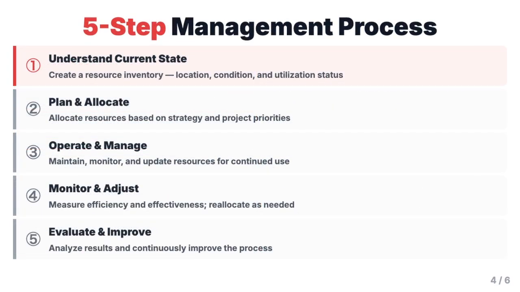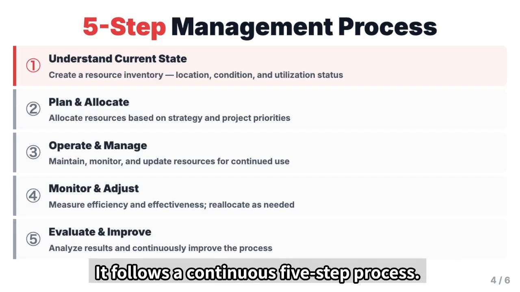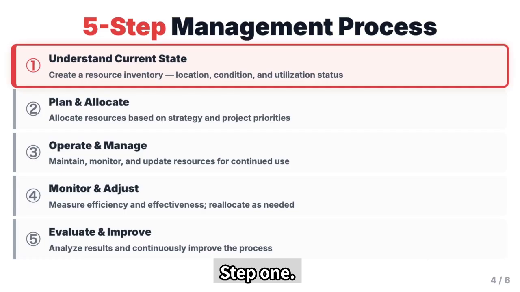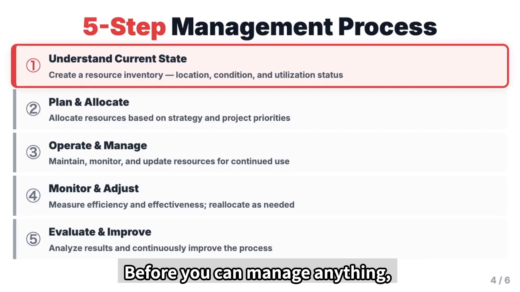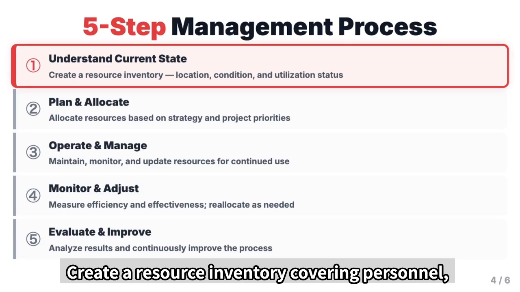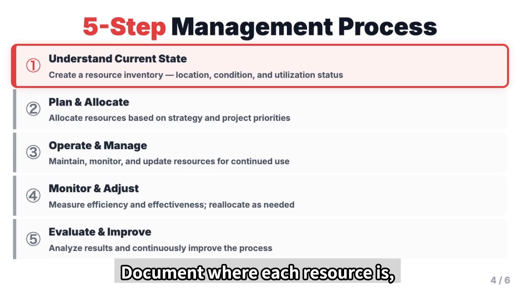5-step management process. IT resource management is not a one-time setup. It follows a continuous 5-step process. Step 1. Understand the current state. Before you can manage anything, you need to know what you have. Create a resource inventory covering personnel, technology, budget, and data. Document where each resource is, what condition it is in, and how it is currently being used.